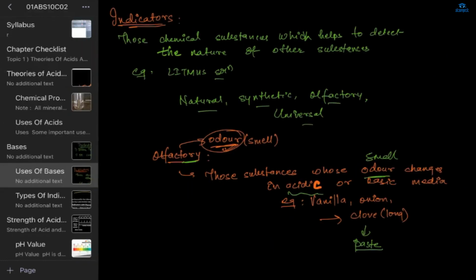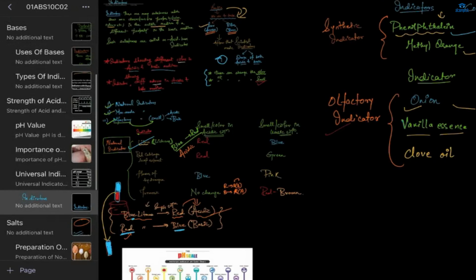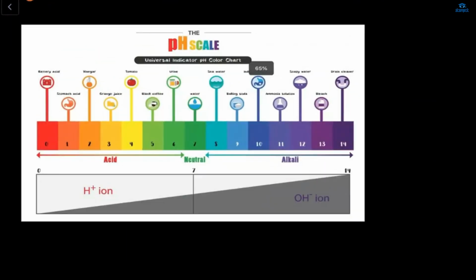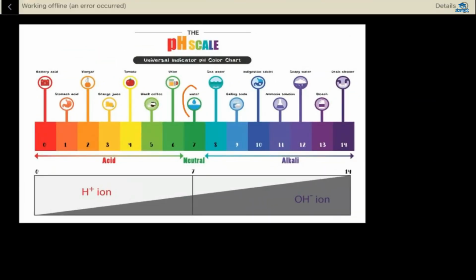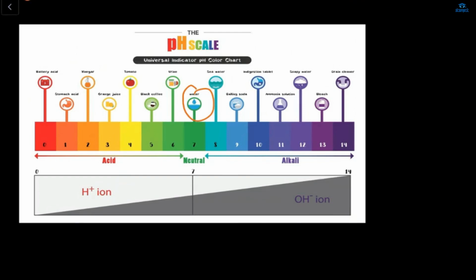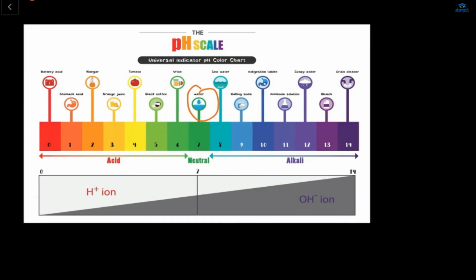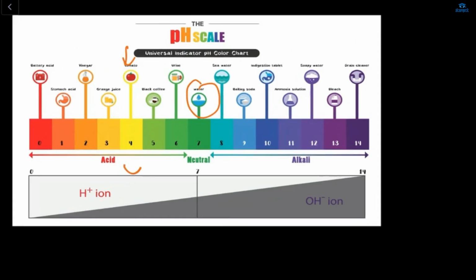For example, one second, like this. These are indicators. For example, the pH value. If you see water, it's 7. Why? Because water is neutral, not acid, not base. And if we see tomato, what is it? Acidic. And in the pH scale, it will come at about 4. You know? Bleach is basic.